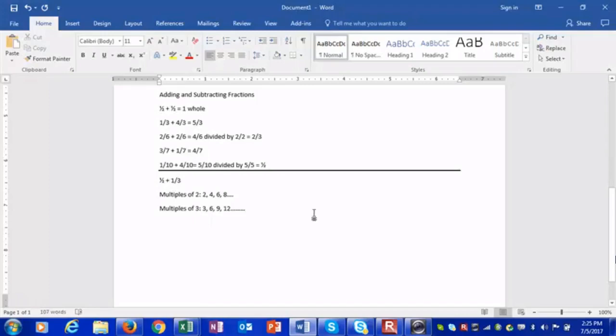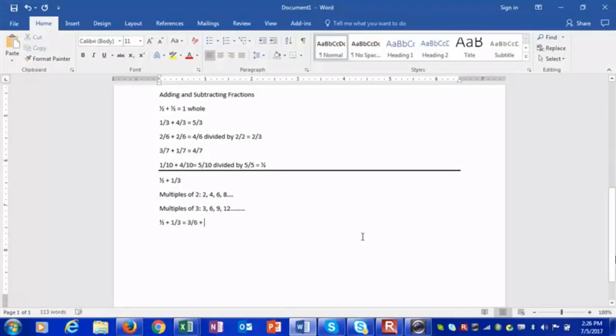Okay? So what we would have is 1/2 plus 1/3 equals, since our common denominator is 6, how many times does 2 go into 6? 2 times 3 is 6. So 1 times 3 is 3. So we have 3 over 6.